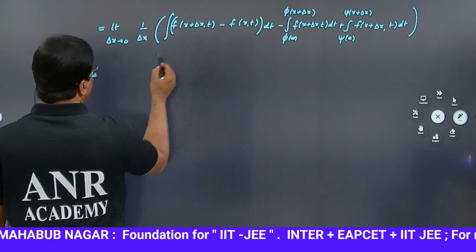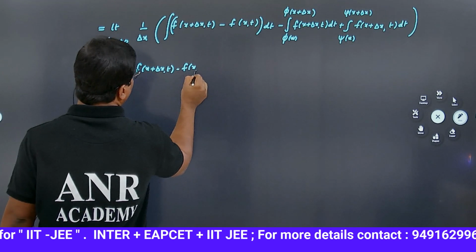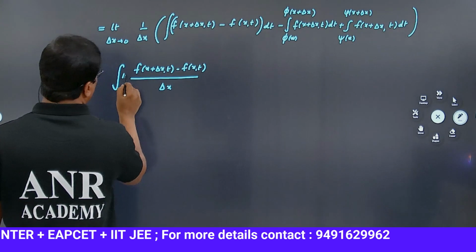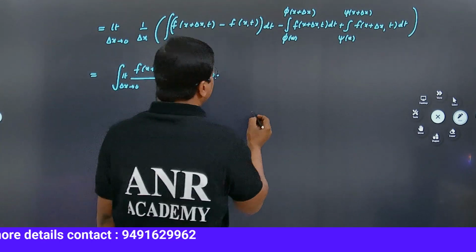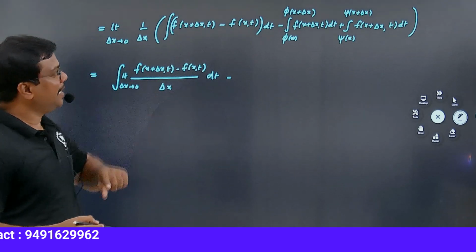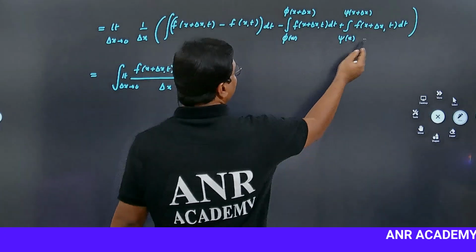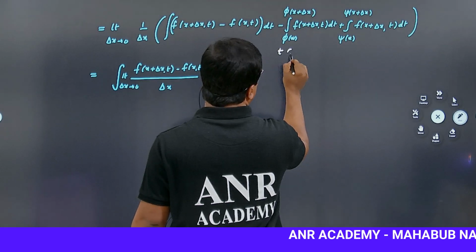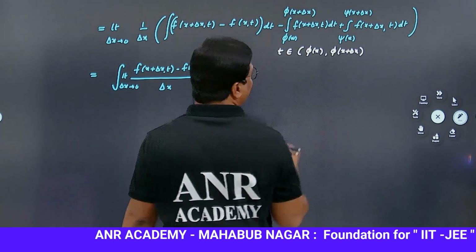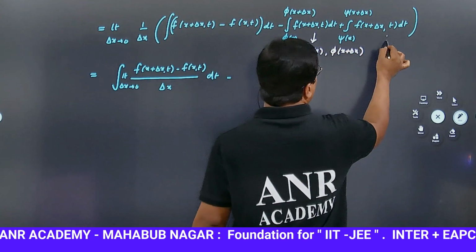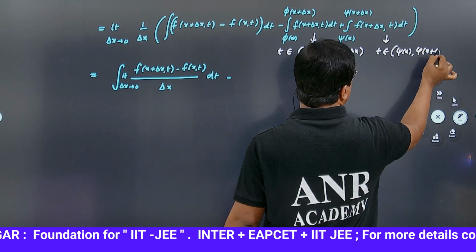It is first this one, integral of f of x plus delta x comma t minus f of x comma t divided by delta x, limit delta x tends to 0, dt. And next, minus sign. Here I can say the limits of t. For the first, t belongs to lower limit pi of x, upper limit pi of x plus delta x. And for the second case, t belongs to lower limit psi of x, upper limit psi of x plus delta x.